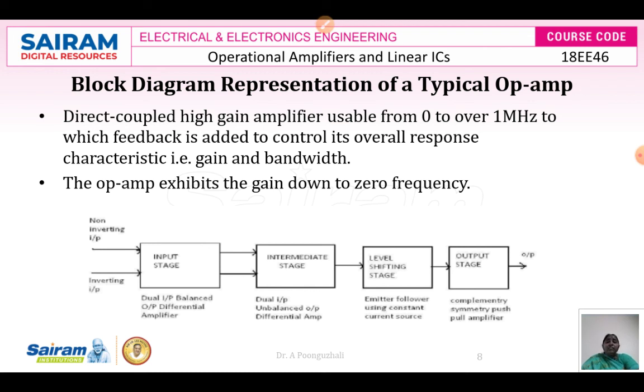So here we say that your direct coupled high gain amplifier can be used in the range of frequencies from 0 to 1 megahertz there. By using feedback we can control the response of the circuit, and the gain and the bandwidth of the circuit can also be varied there. So here the op amp is going to exhibit a gain which is going to be down to frequency.